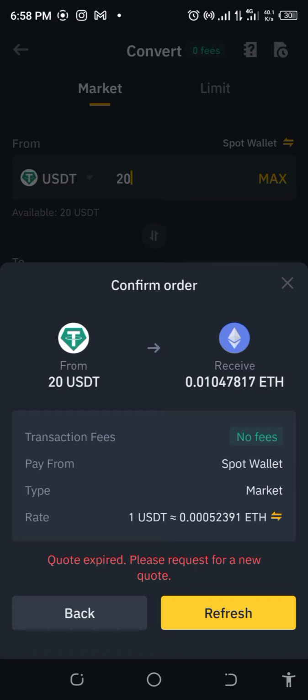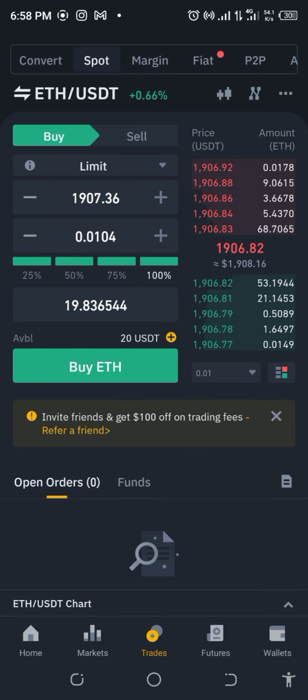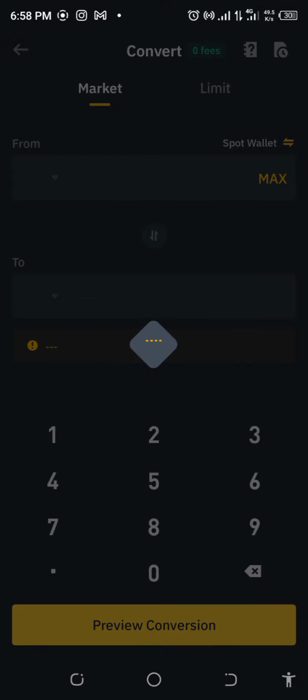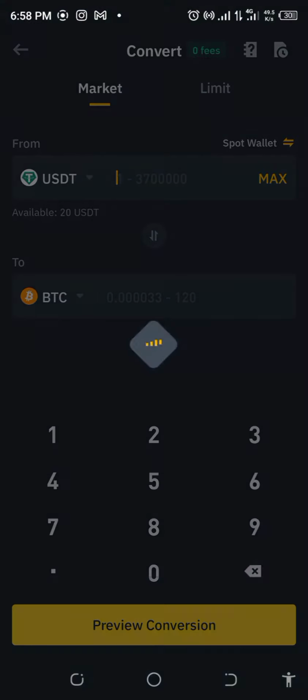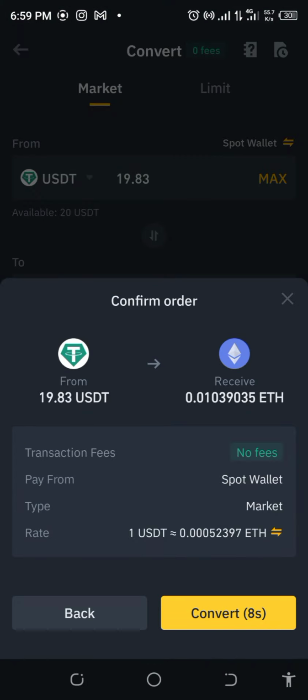Now, if I change this to, it picked up 19.98, I guess. No. Was that 9? Let's go back. Sorry about that. Let's go back and check. It picked up 19.83. So if I go back now, 19.83 is still giving me 0.0104. Let's go back and check 19.83. Okay. We're going to go back and check 19.83. So now let's preview this and see.